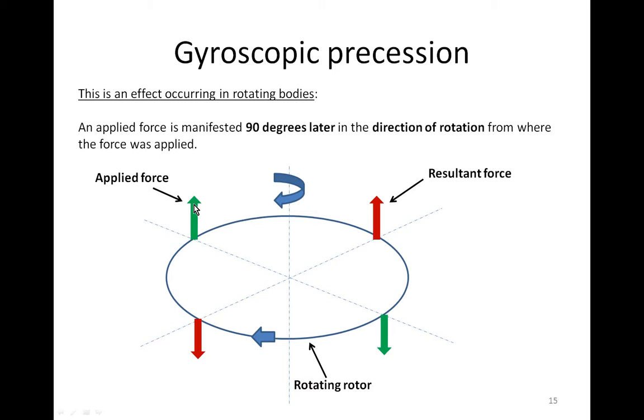Nevertheless, the rotor will not tilt to the right because forces will apply 90 degrees later in the direction of rotation. This force will apply 90 degrees later, so here, and this force will apply 90 degrees later in the direction of rotation, so here. Then the rotor will tilt forward.